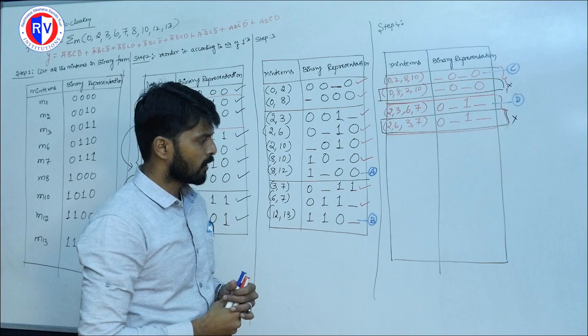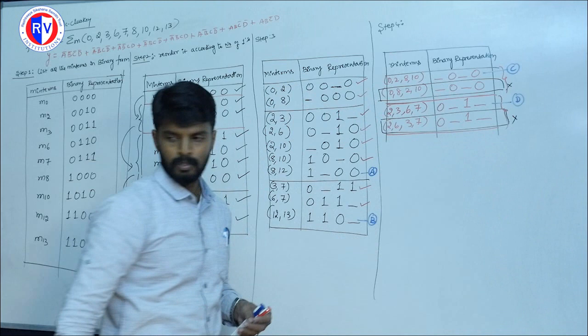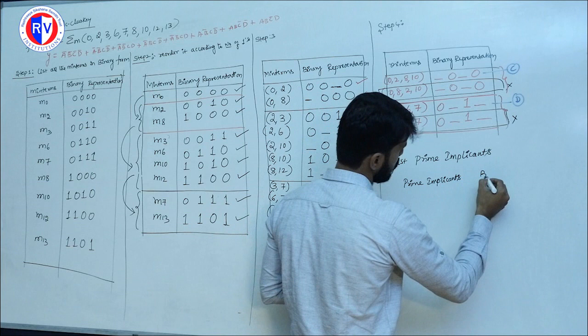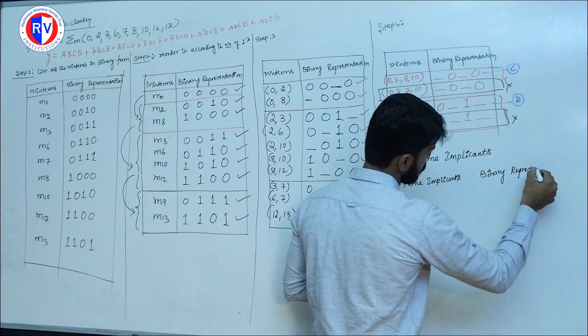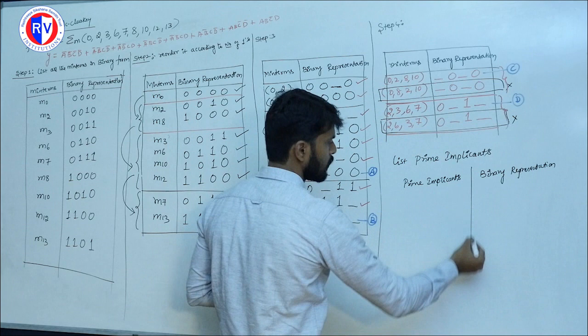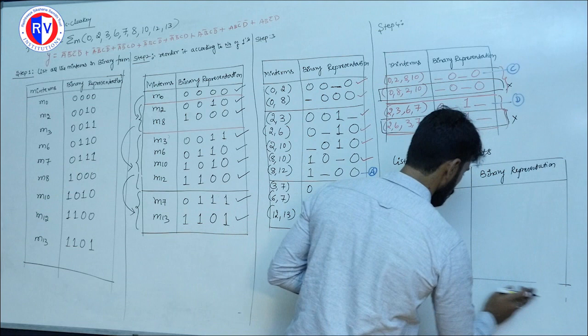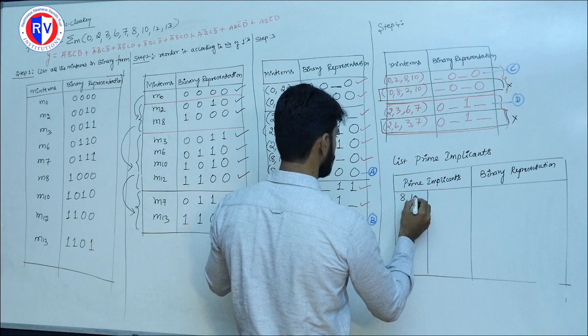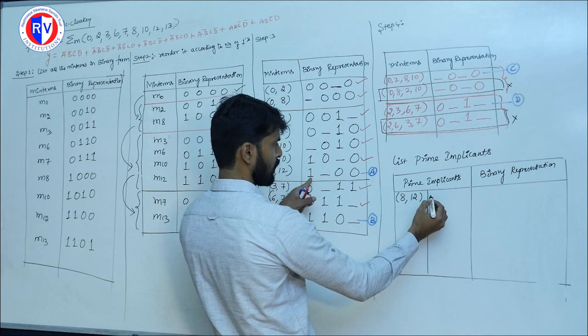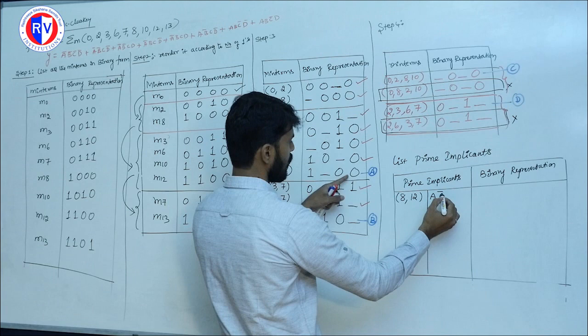So now we need to represent the PI min terms. So we need to list all the prime implicants. So the next step is, now I will list all the prime implicants and their binary representation. So which are all the prime implicants which I got? 8, 12, and this I can write, see here, this is the position of A, and B no need to write because nothing is there. Then this is C bar and this is D bar. I think you all are clear.